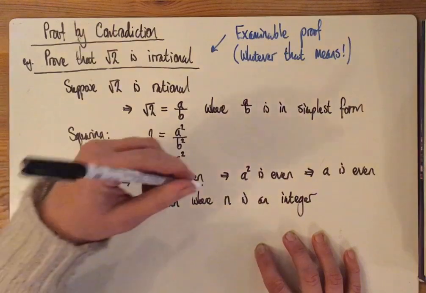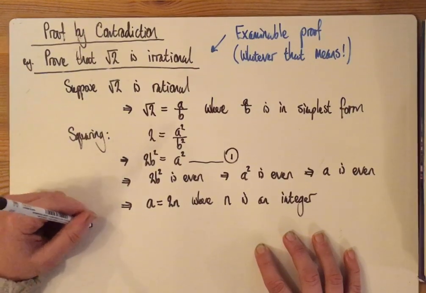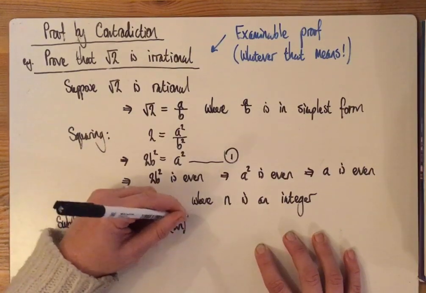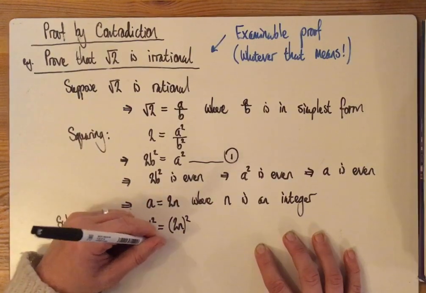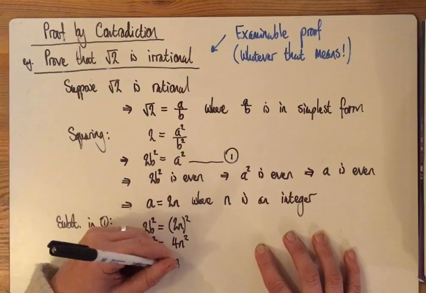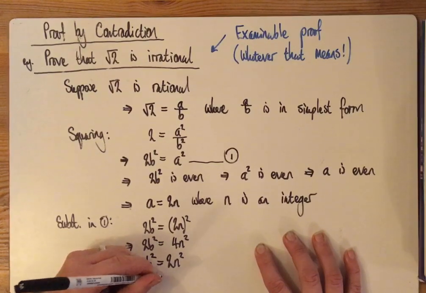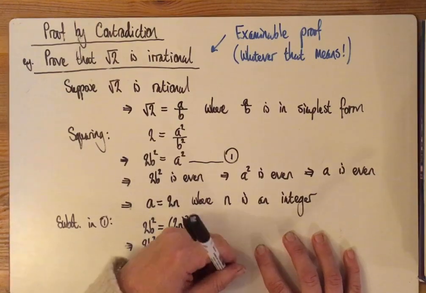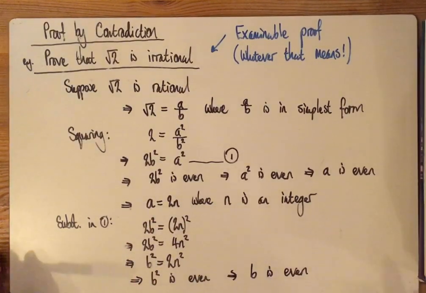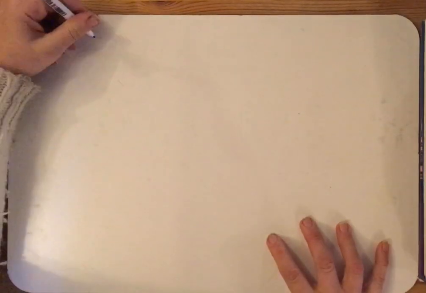And then I'm going to substitute 2n into this equation here. So substituting into 1, this gives that 2b squared, with a as 2n, is equal to (2n) squared. And so 2b squared is 4n squared. Dividing by 2, b squared is equal to 2n squared. This is a multiple of 2, and so we've shown now that b squared is even, and if b squared is even, then b has to be even. So just following through this argument, b will equal 2m, where m is an integer.